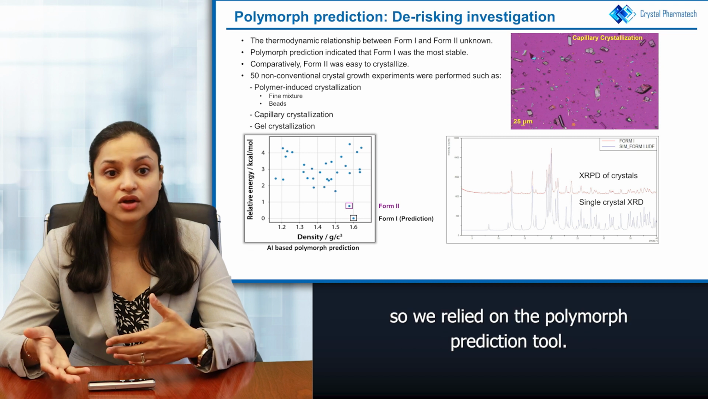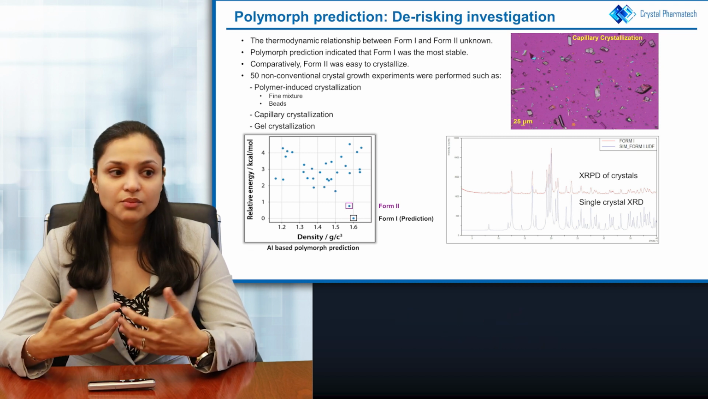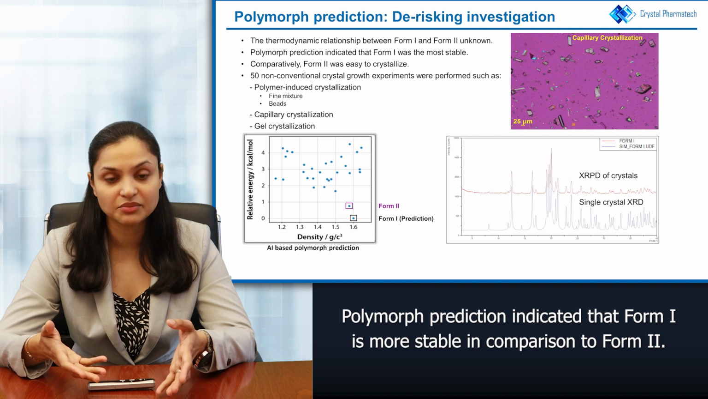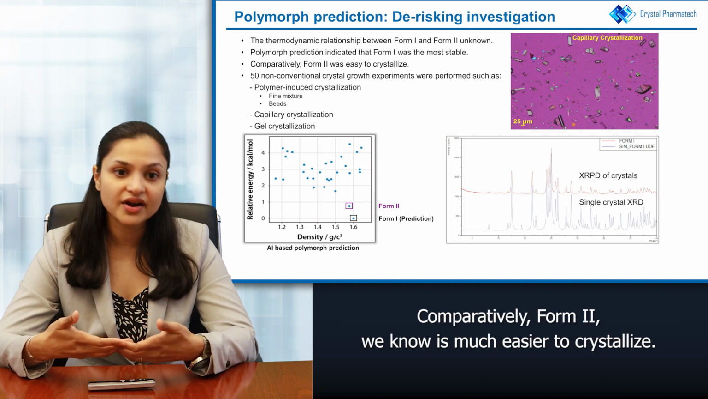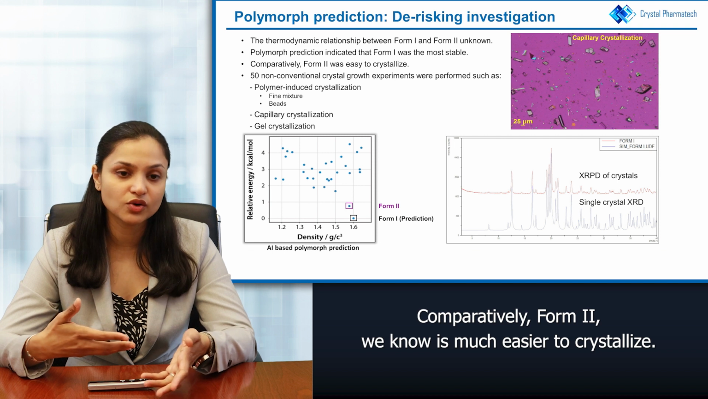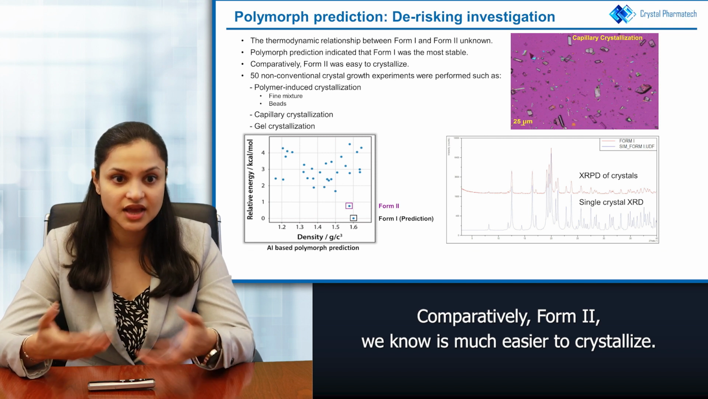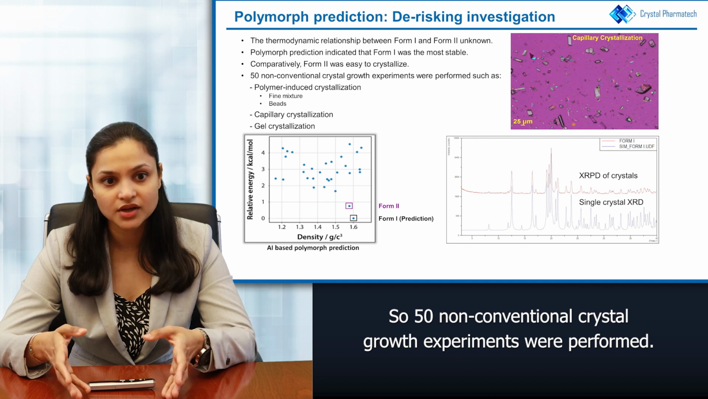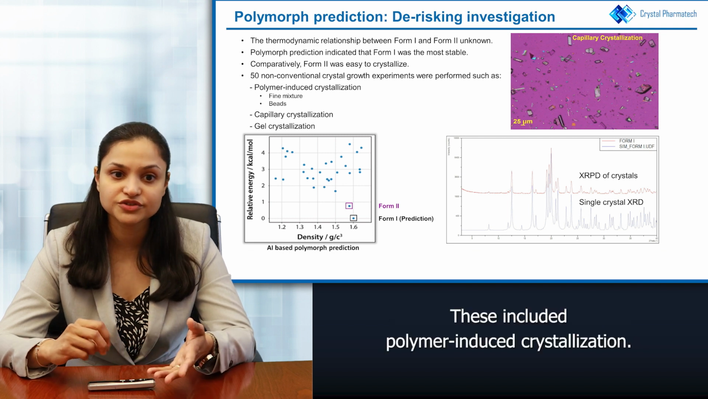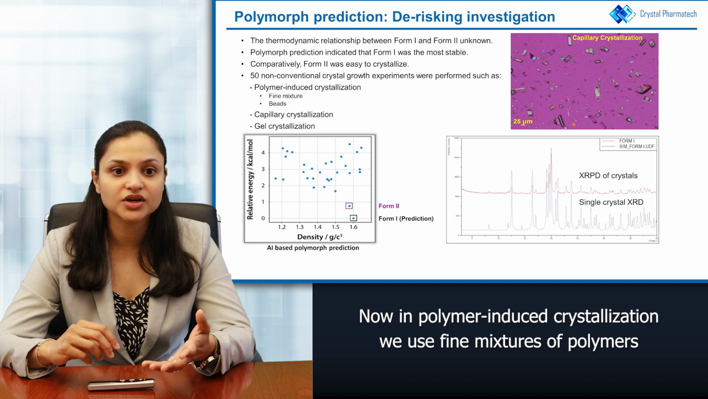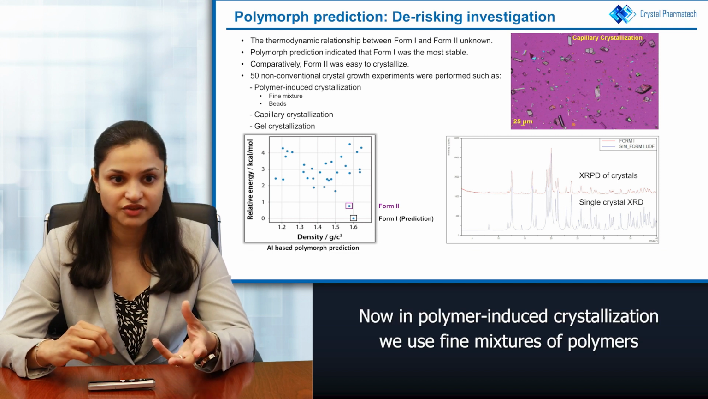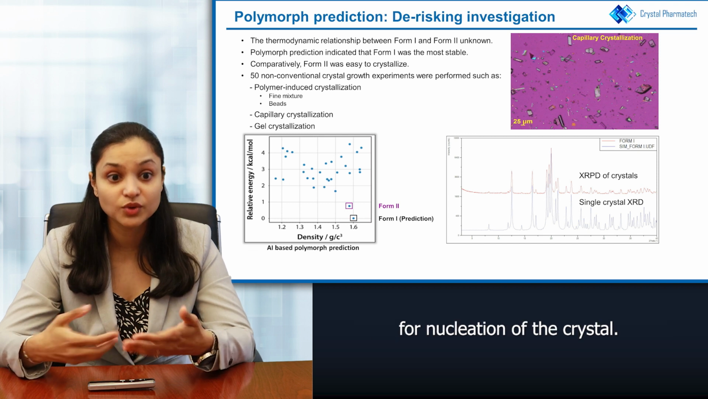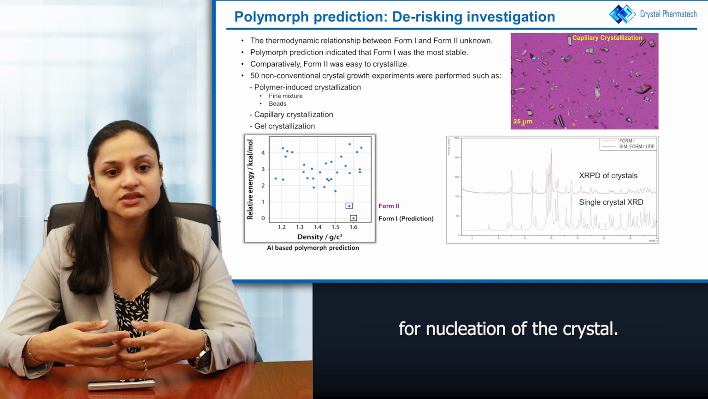So we relied on the polymorph prediction suite. Polymorph prediction indicated that form 1 is more stable in comparison to form 2. Comparatively, form 2 we know is much easier to crystallize. So 50 non-conventional crystal growth experiments were performed. These included polymer-induced crystallization. Now, in polymer-induced crystallization, we use fine mixtures of polymers or polymer beads, which act as a surface for nucleation of the crystal.